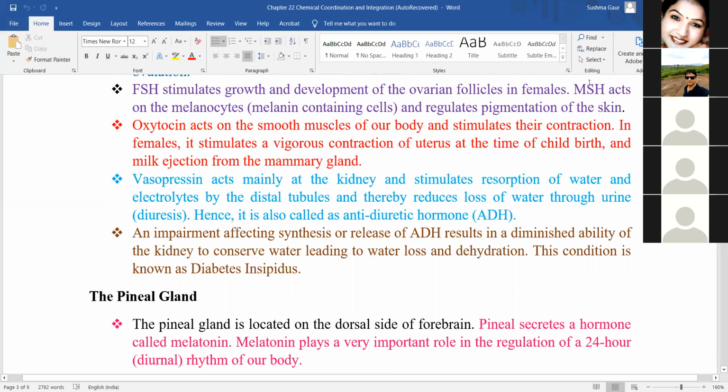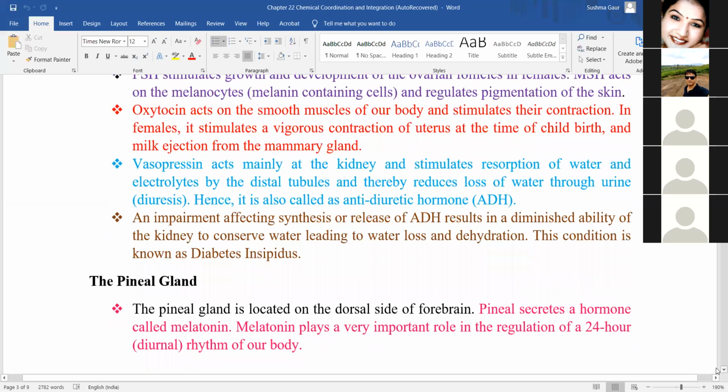Whereas melanin stimulating hormone acts on melanocytes, that is melanin containing cells, and regulates the pigmentation of skin. So this question is asked most of the time, that this pigmentation, or color of the skin, is because of which hormone? Then it is because of melanin. Melanin is a pigment which is responsible for maintaining our skin color.